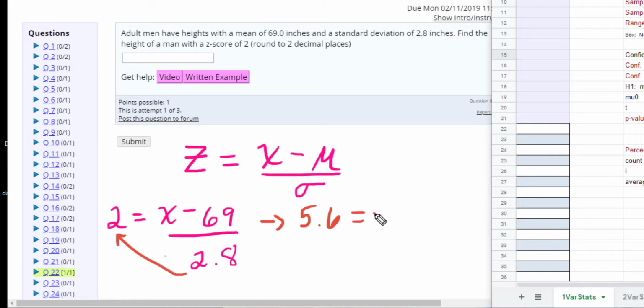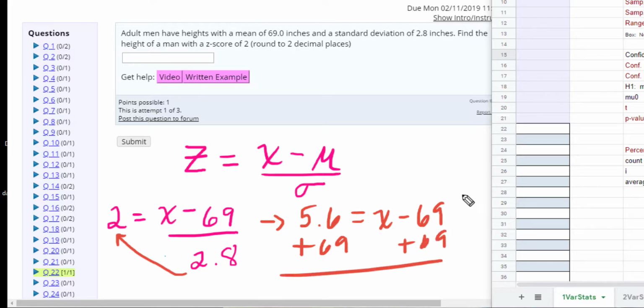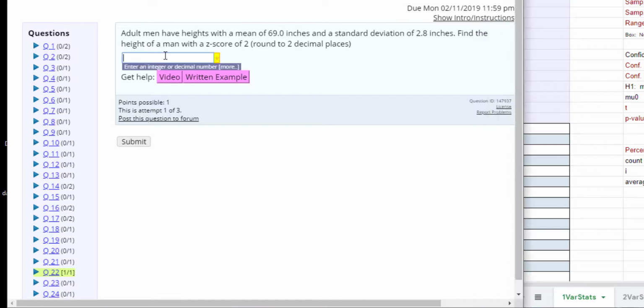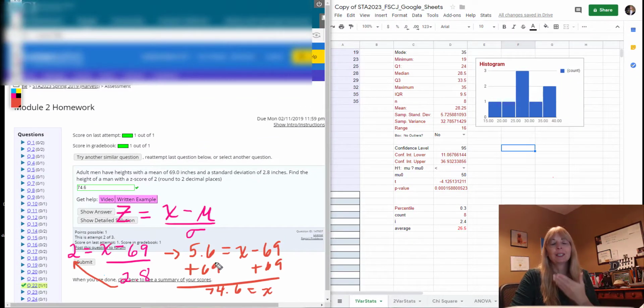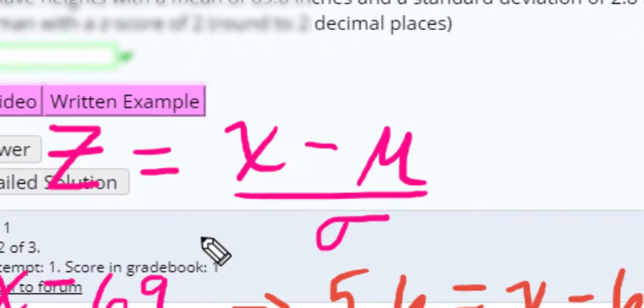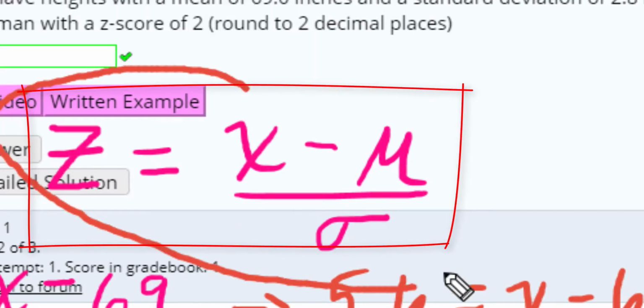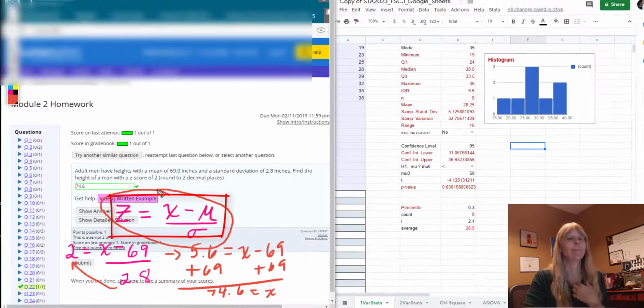And you get 5.6 equals X minus 69. Then you add 69 to both sides, and you pick your calculator up just to make sure, and get 74.6 as my value of X. So I can go up here and put in 74.6, and hopefully I got the answer right, which I did. So this is a key formula.